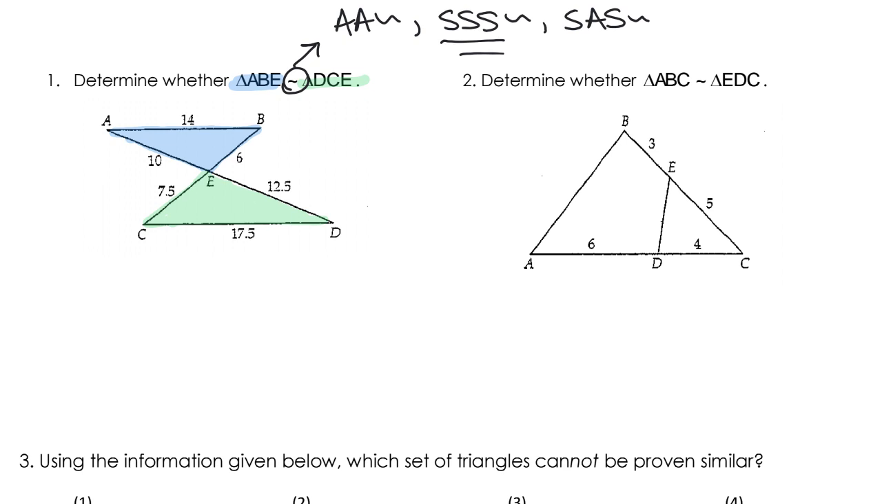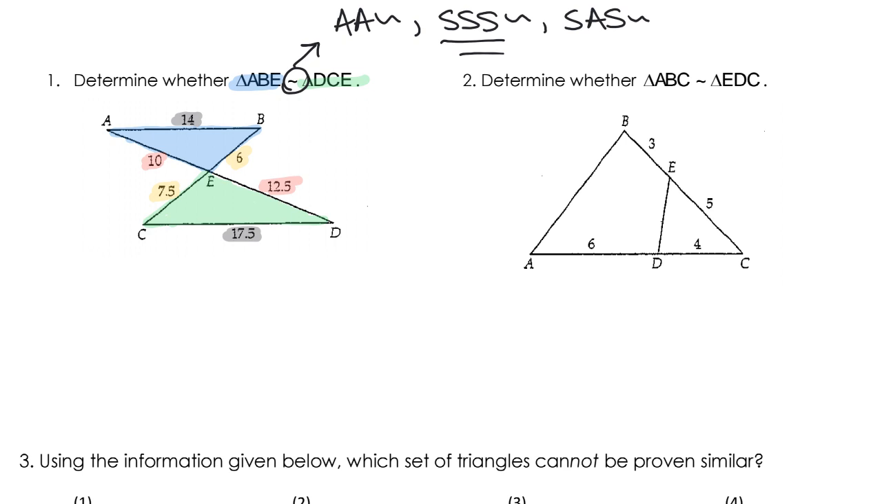All right. So I'm going to go ahead and highlight my small sides. In the blue triangle, my small side is 6. In the green triangle, my small side is 7.5. In my blue triangle, my medium side is 10. In the green triangle, my medium side is 12.5. And in my blue triangle, my large side is 14. And in my green triangle, my large side is 17.5.